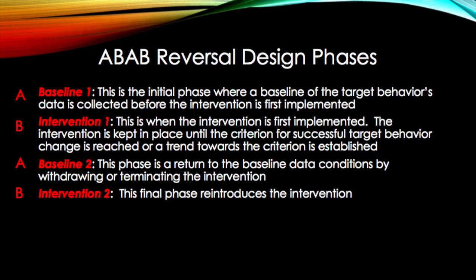this criterion is identified. Baseline 2, the third phase, is a return to the baseline data condition by withdrawing or terminating the intervention. The goal is that once the intervention is removed, the target behavior will return to a level near the mean of baseline 1 data. This shift back to the baseline shows that it was in fact the intervention affecting the target behavior.